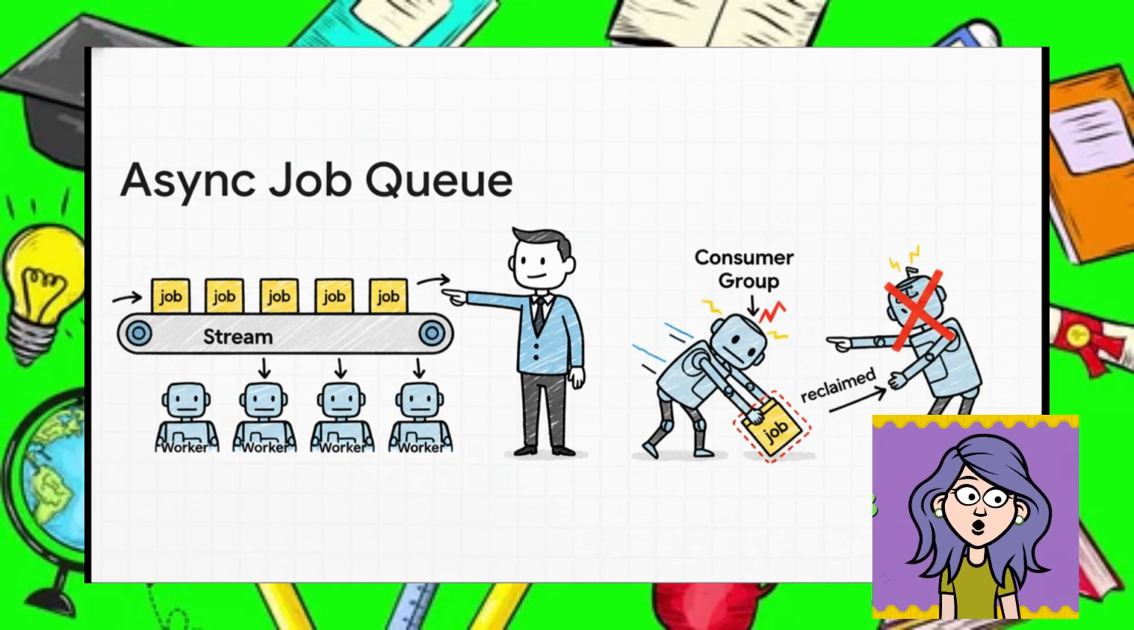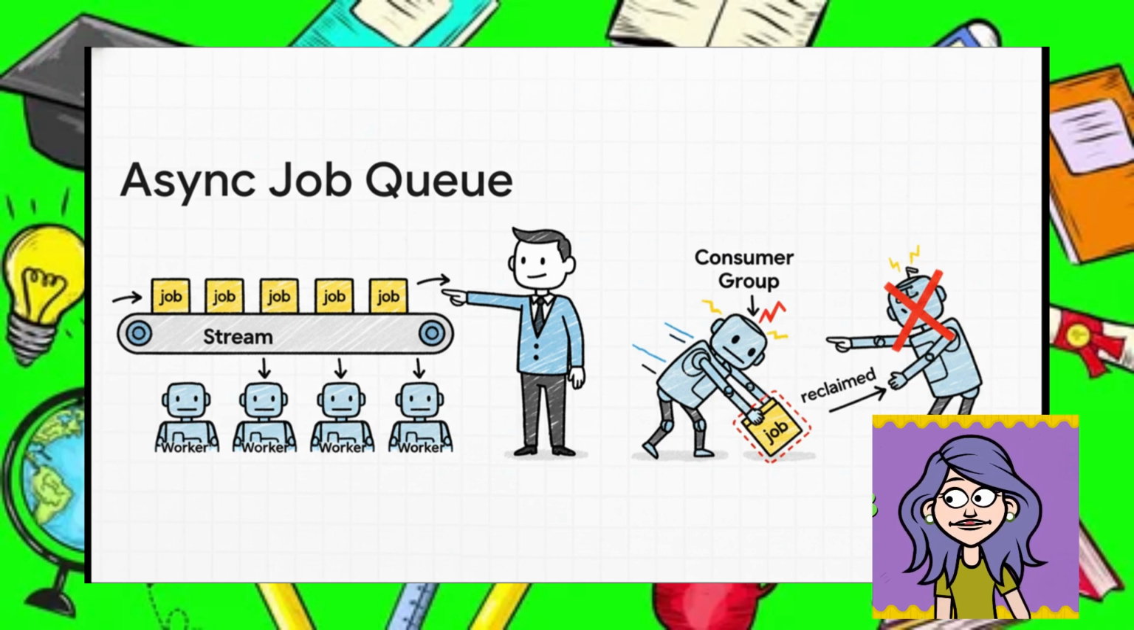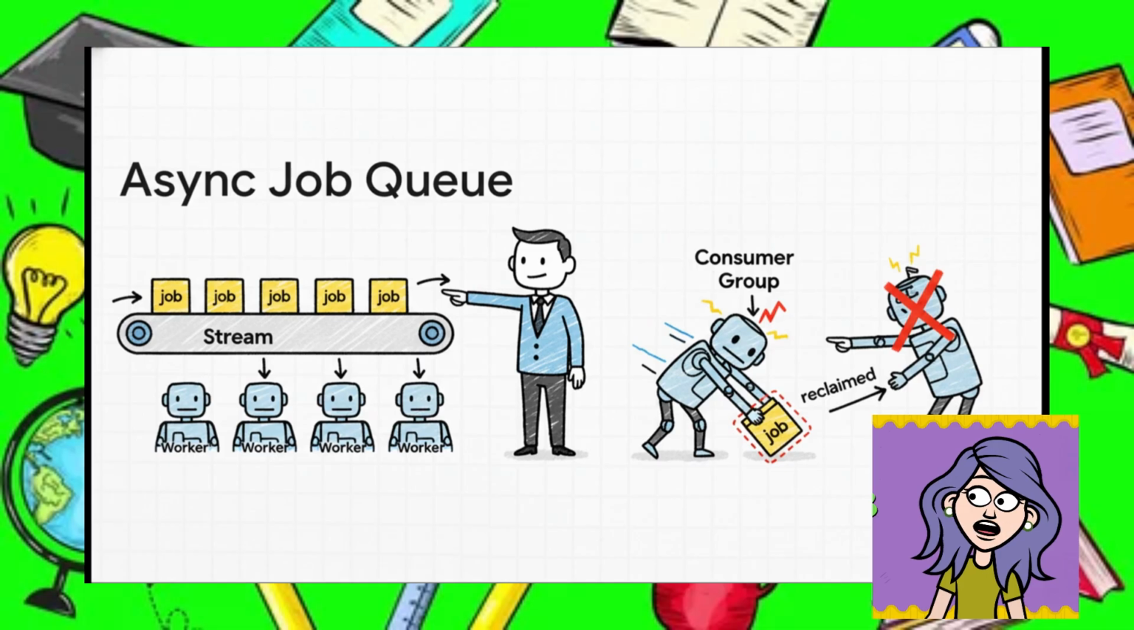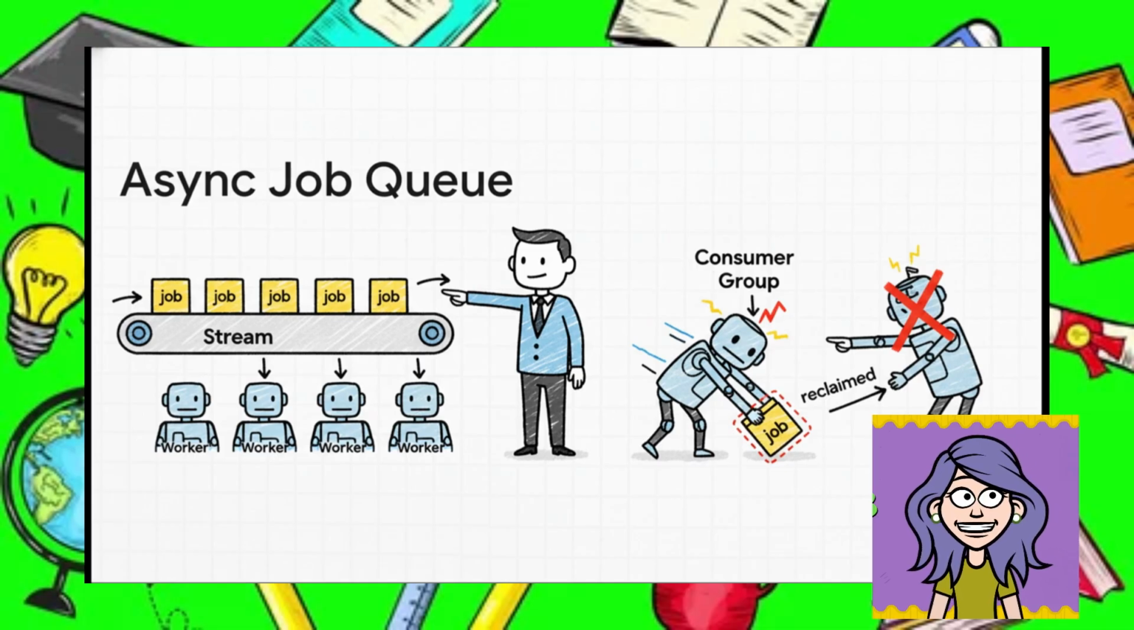You can have multiple workers that ask the group for new jobs. A worker then claims a job so nobody else can pick it up. Now, if that worker crashes halfway through, the job can be reclaimed by the group and given to another worker. The key takeaway here is this system gives you an at least once delivery guarantee. This means in a failure, a job might get processed more than once, but it will never get lost.